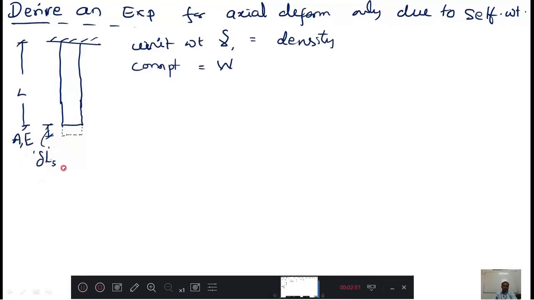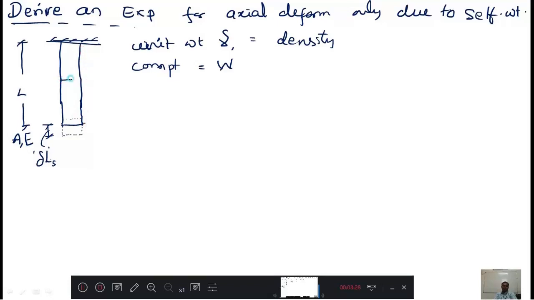We want an expression for this delta LS, but no force is pulled here, so it is difficult to understand why it is extending. That is because of self weight. But when I consider this plane, at this point the self weight is only this much. When I consider this support, the entire self weight is acting. Therefore the self weight varies from here to here, and that is what makes the extension vary.